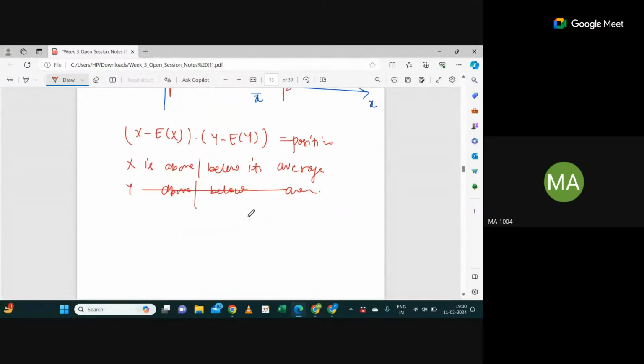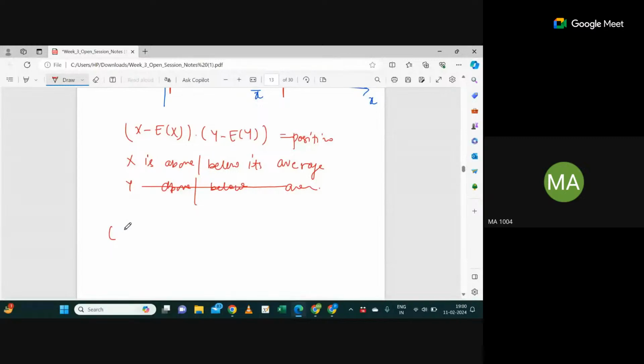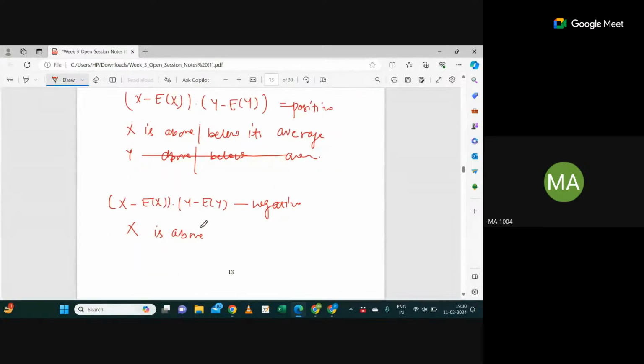Is this clear? Now, when will covariance be negative? When it will be negative, x above, y below. Basically, I can say if x is above, or let's say below its average, suppose this is something, then y is below or above its average, right? Is it clear? Okay, fine. This is something I was just trying to explain.